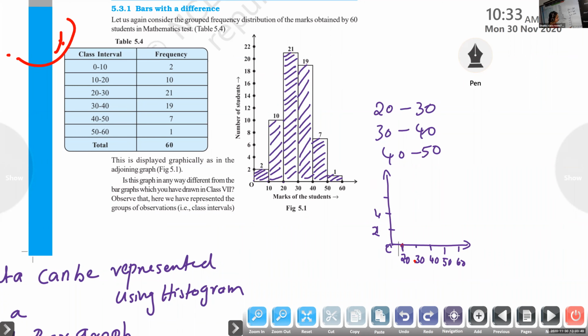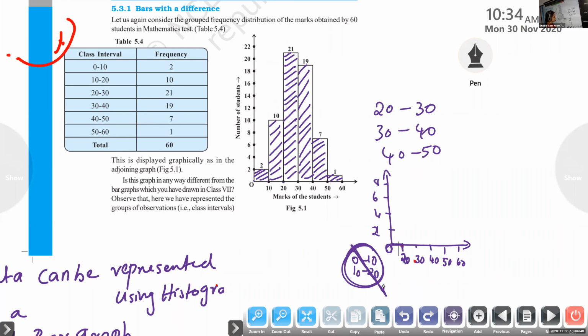So we are eliminating two classes, 0 to 10 and 10 to 20, because teachers with ages 0 to 10 and 10 to 20 won't be there in a school. So we are eliminating these two classes and we start from the first class itself, 20 to 30, 30 to 40, then continuous class intervals. Since we are in between 0 and 20, we are eliminating these two classes.